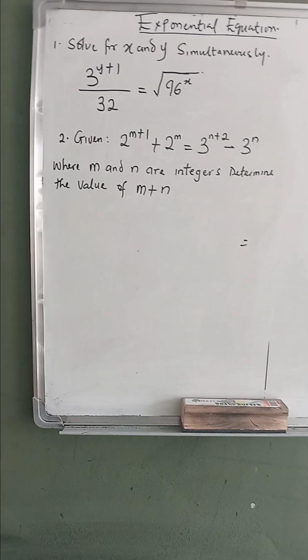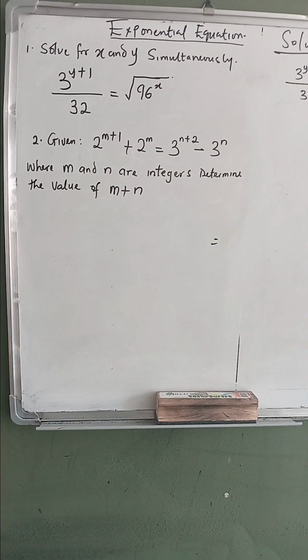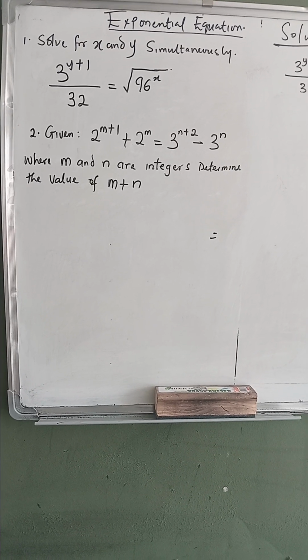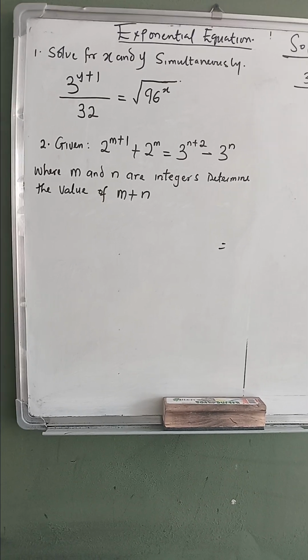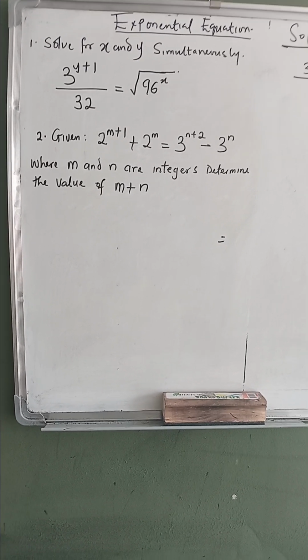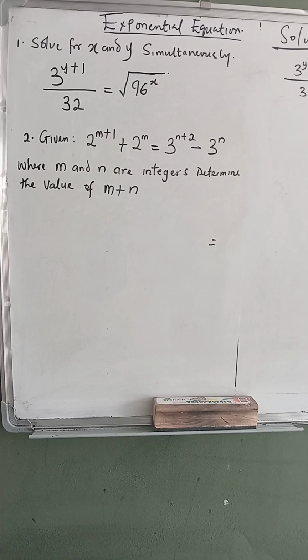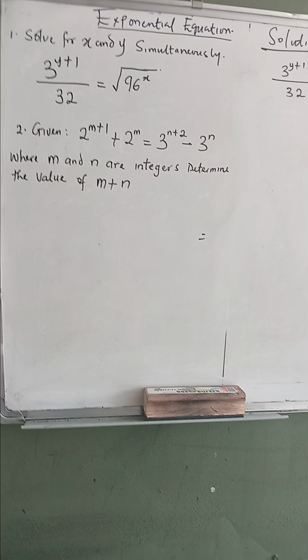The second question is: given that 2 raised to the power of n plus 1 plus 2 raised to the power of m equals 3 raised to the power of n plus 2 minus 3 raised to the power of n, where m and n are integers, determine the value of m plus n.